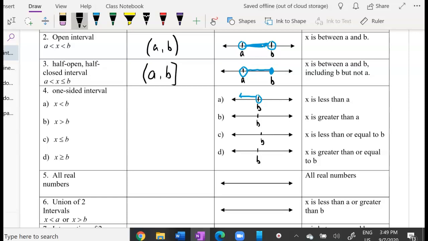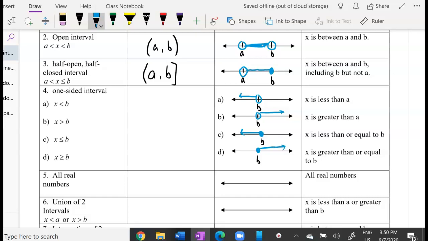Okay, and the next one, x is greater than b. That means it's going to be an open circle also, but it is greater than. And then x is less than or equal to b, so this is going to be a closed circle at b, and it's less than or equal to b, and then greater than or equal to b.